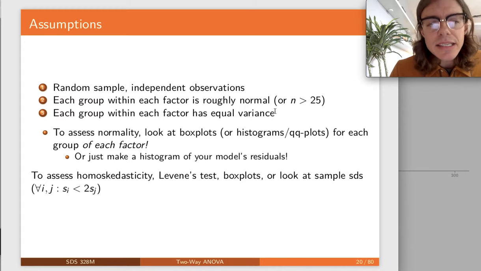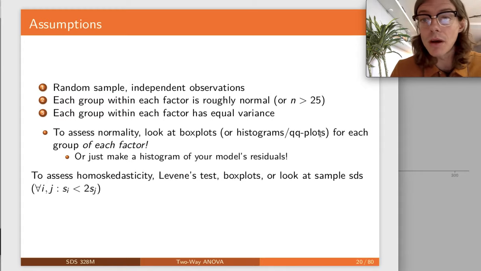If you were going to assess the normality, you could look at box plots or histograms or QQ plots, just look at the distribution for each group of each factor. Or, much more simply, in my opinion, just make a histogram or something of your model's residuals. So we'll talk about that. You really only need one single plot to assess normality. That's the way that I like to do it. But you could do it by making box plots for each of your categorical variables. That's fine.